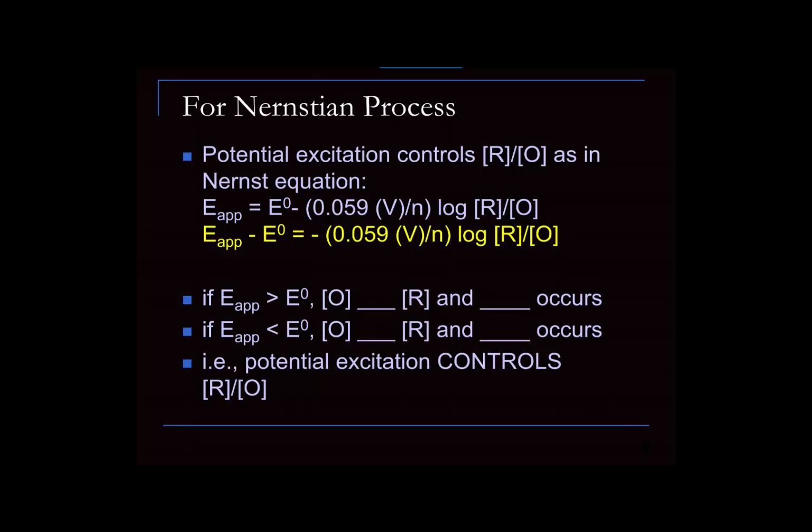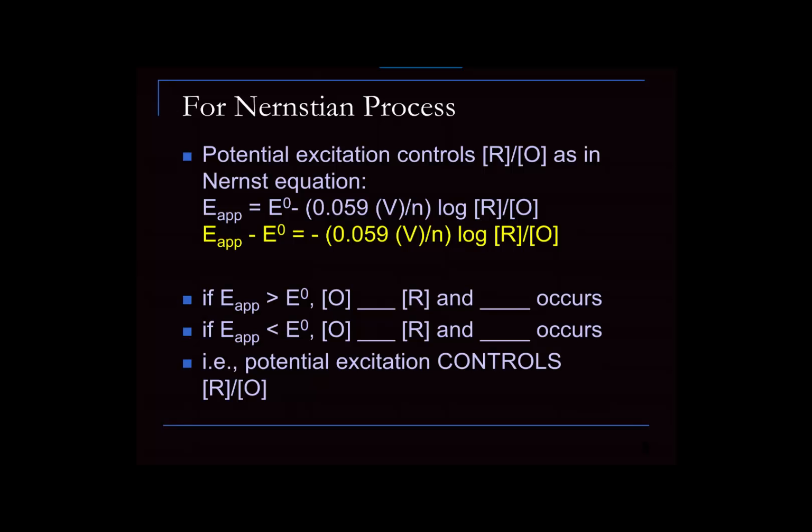Now let's think about, what does it mean if E applied is below the redox potential? Well, if E applied is much less than E naught, then the difference between E applied and E naught must be negative. And if that difference, that term on the left, is negative, again noting I have a negative 0.059 times this log term on the right, it means that log term must be positive. And the only way that log term can be positive is if the concentration of R is much greater than the concentration of O. And again, the only way it can get to be that way is if O is being reduced to form R. So what does it mean? It means that reduction is occurring.